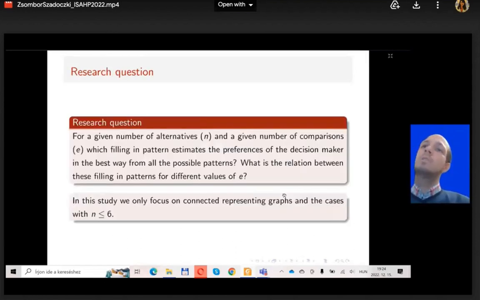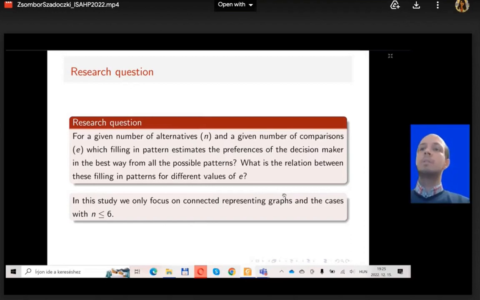Okay, now our research question is the following. For a given number of alternatives n and a given number of comparisons e, which filling in pattern estimates the preferences of the decision maker in the best way from all the possible patterns? And we are particularly interested in the relations between these optimal filling in patterns for different values of e. So basically, we would like to determine the optimal filling in pattern for every pair of number of alternatives and number of comparisons.